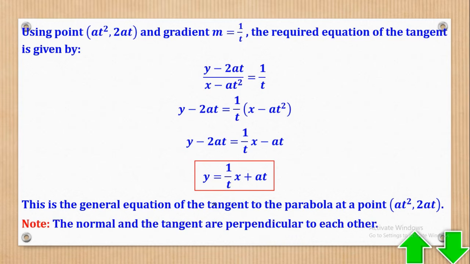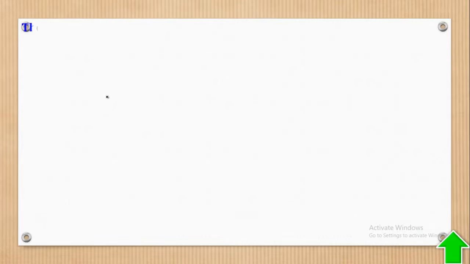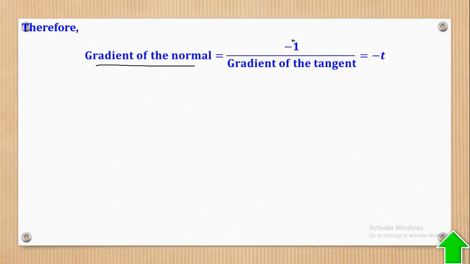So now we shall go to get the normals. What we need to remember is that the normal and the tangent are perpendicular to each other, and the product of the gradients of perpendicular lines is equal to -1. What does that mean? It means that the gradient of the normal will be equal to -1 over the gradient of the tangent, and the reciprocal will be, now the reciprocal is t, then this negative makes it -t.